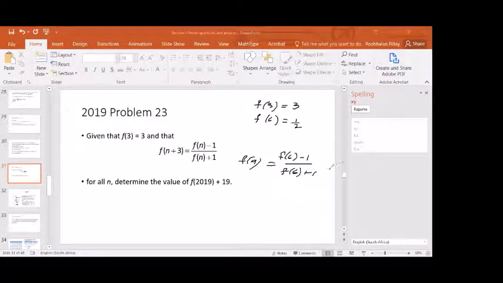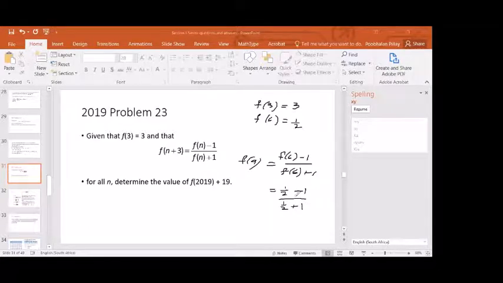Now, I'm working on f of 3, f of 6. I need to get to that one. So what I'm doing now is trying to look for a pattern. Okay, f of 6. Now what is f of 6? We said it's a half. There's a half minus 1 over half plus 1.